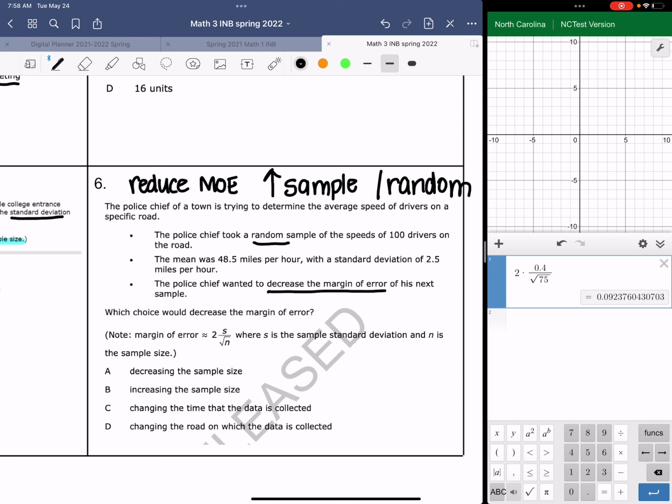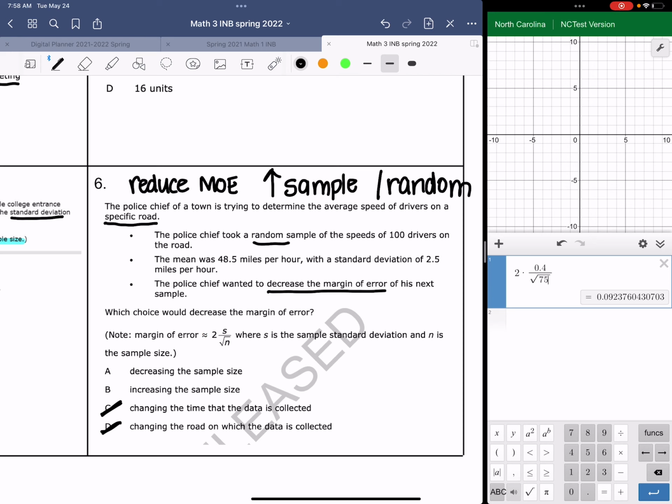Well, they give you the formula, but again, you really don't need the formula. It says changing the time the data is collected. That's not going to make it random, so that takes C out. Changing the road, that's not what he wanted. If he changes the road, then he's completely changing what he was talking about because he wanted a very specific road. So the question is, do we decrease the sample size or do we increase it?